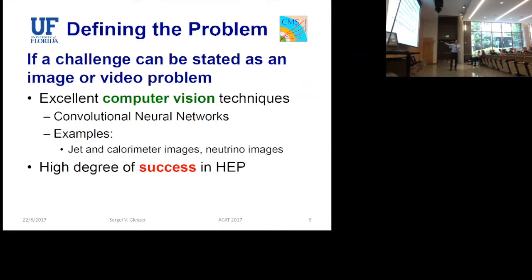And you can see this in examples of jet images, calorimeter images. If you're not strictly doing jets, neutrinos have gotten a lot of positive results from this. So this is really the case, right? You frame the problem, use a tool. You've gotten something nice. Now, what sort of things should you expect from that?